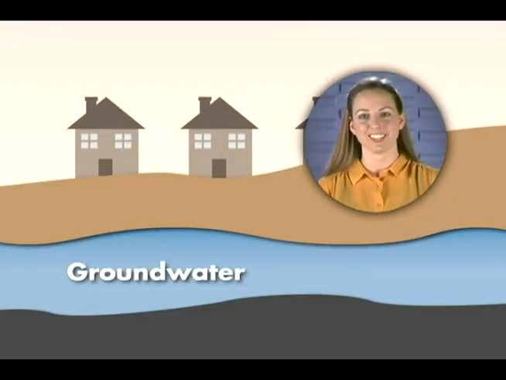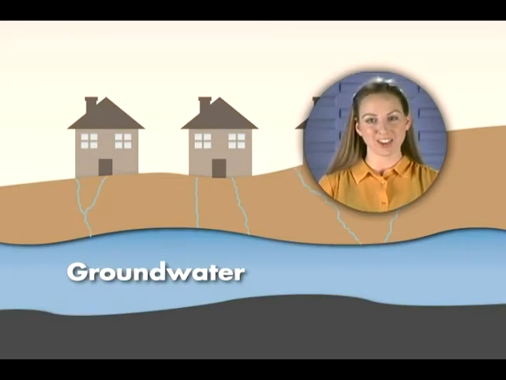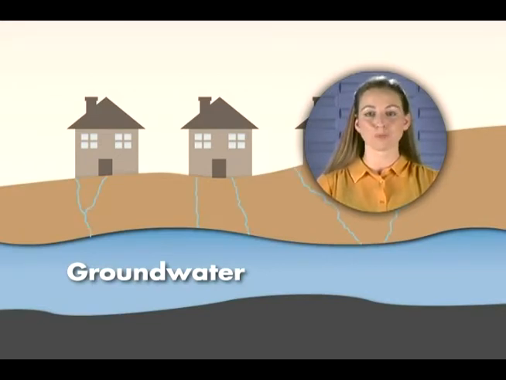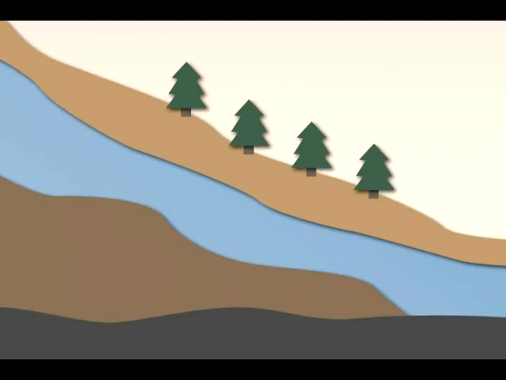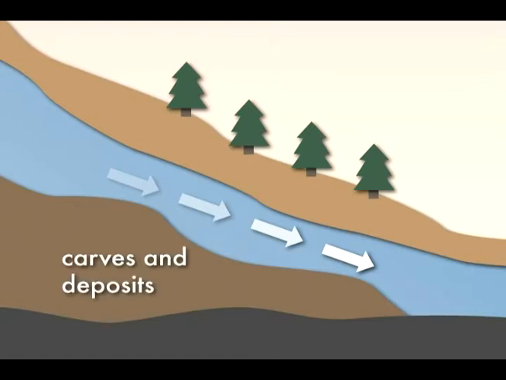Yes, there is water underground. It's called groundwater. It gets there by seeping down through tiny spaces in soil and rock called pores. Just like surface water, groundwater flows downhill with the force of gravity. And just like surface water, it carves through rocks and deposits eroded materials elsewhere.